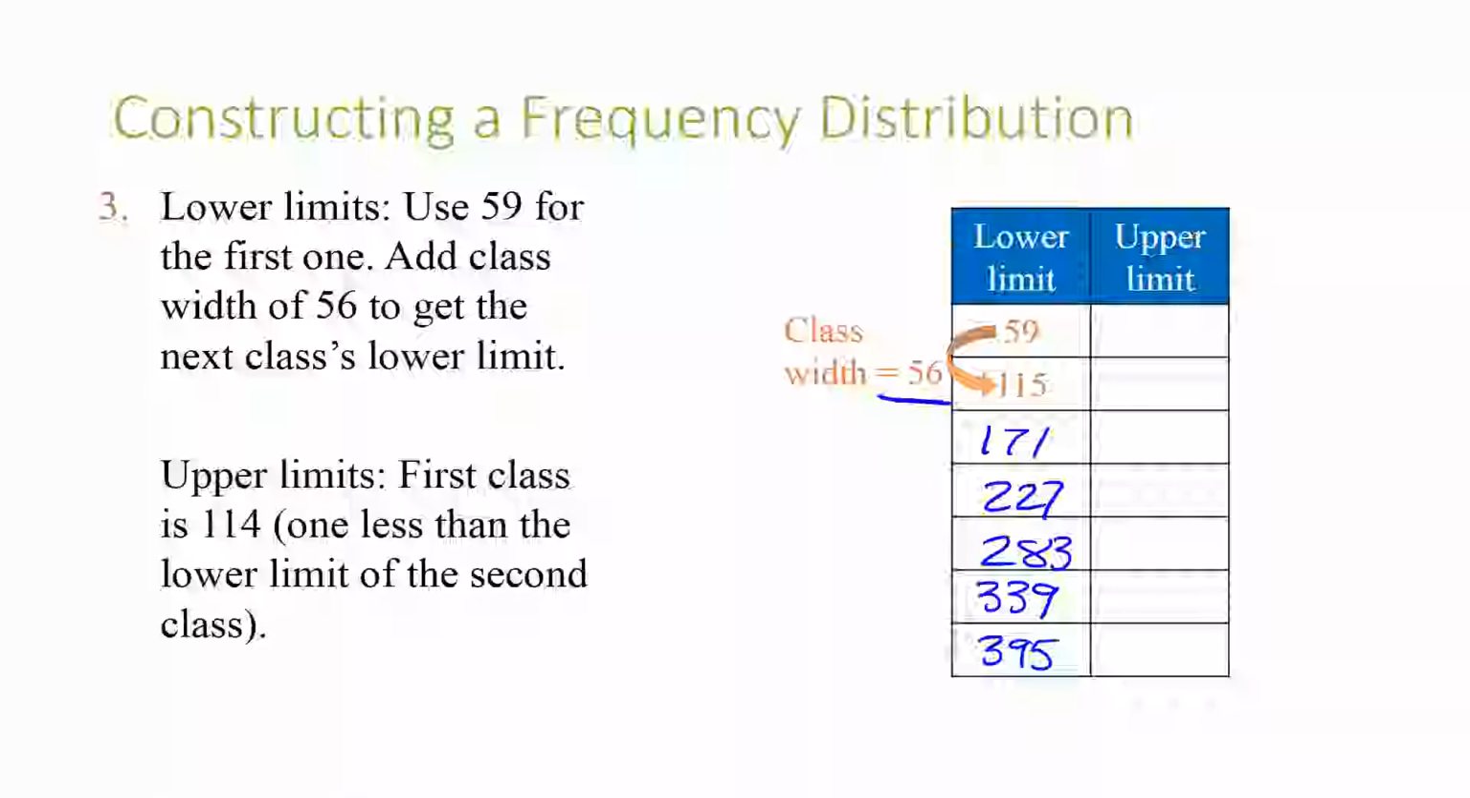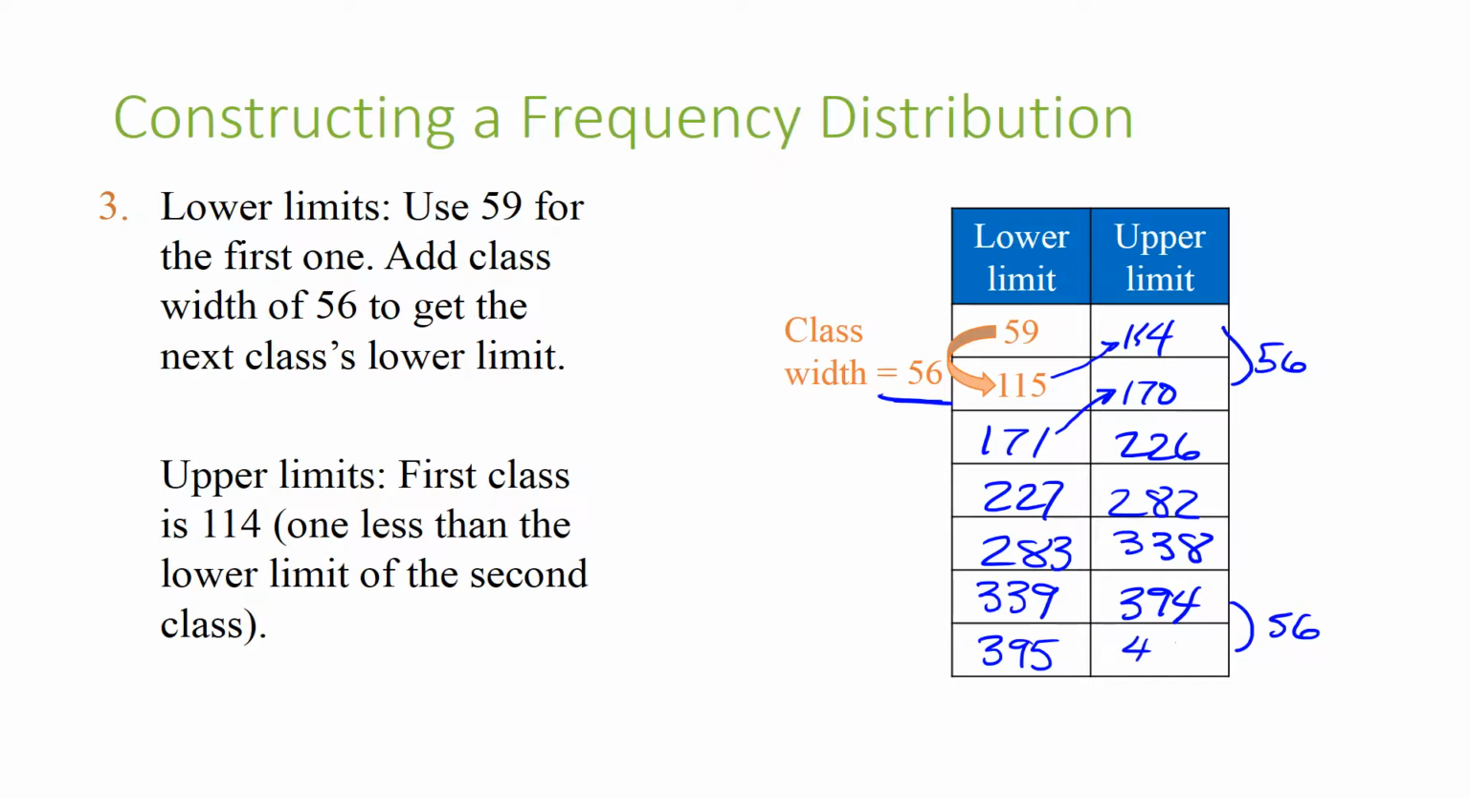To get the upper limits, it's just the one before. So this is 115, so that means the previous one must be stopping at 114. And if that's 171, this one must be stopping at 170. And then 226, 282, 338, 394, and now I can't do my process. But these are also 56 apart. So that means I can add 56 here, get 450, and that fills out my last one.